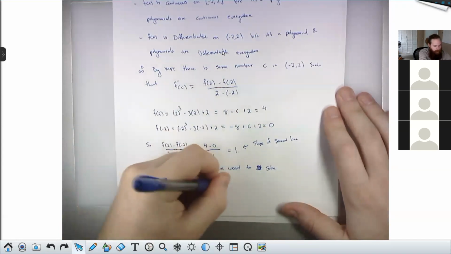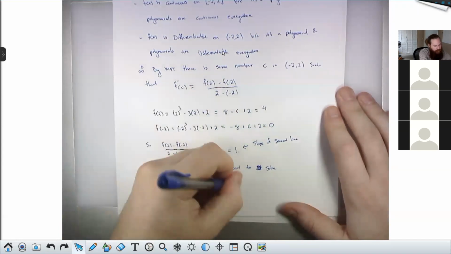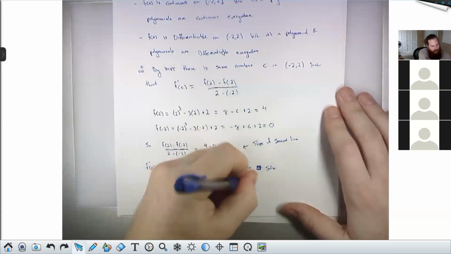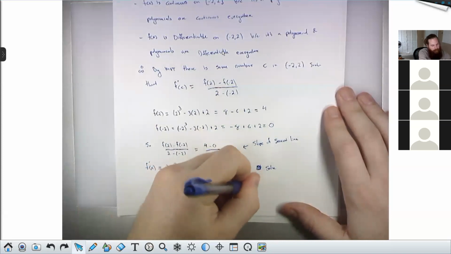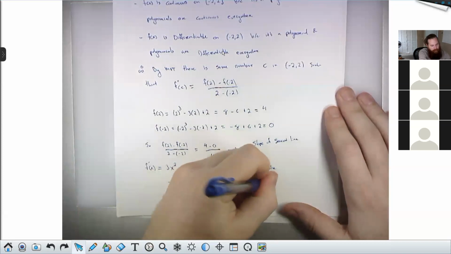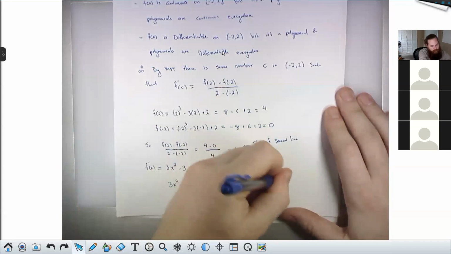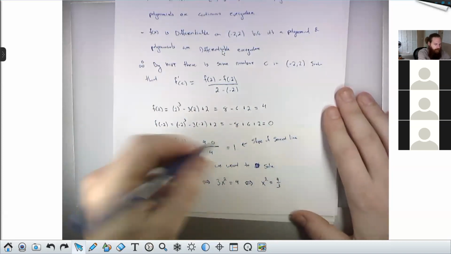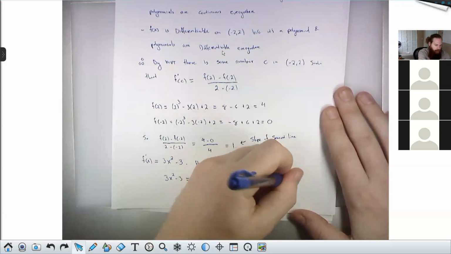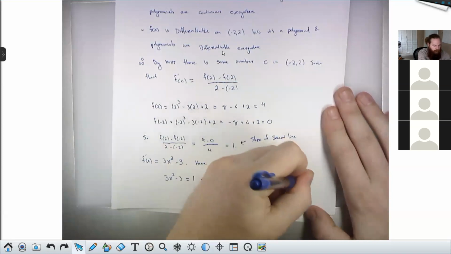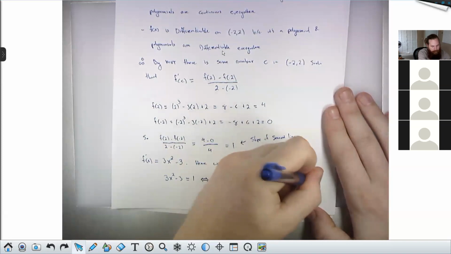And I get 3x squared equals 4. And then I can divide by the other 3, and I get x squared equals 4/3. And then take square roots. So x would be plus and minus the square root of 4/3, which is 2 over the square root of 3.